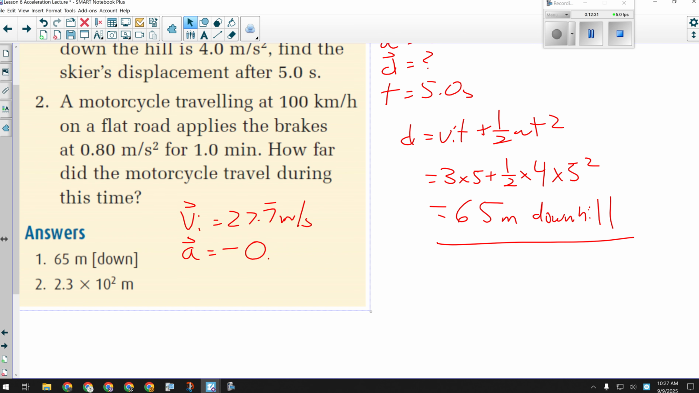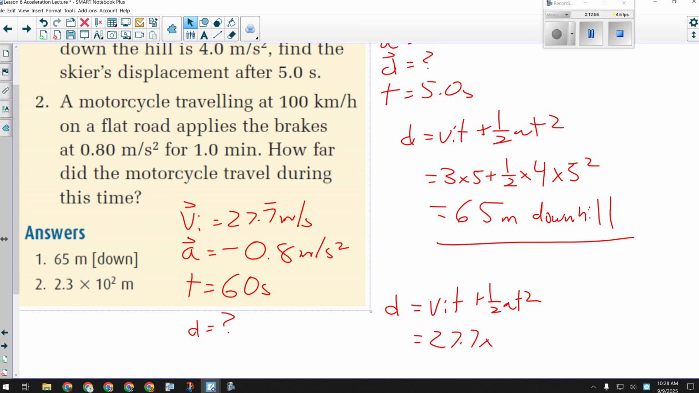All right, so 0.8 meters per second squared is our acceleration, and it does that for 1 minute. Got to put that into seconds: 60 seconds. How far did the motorcycle travel during that time? So we're looking for D. Again, don't have to manipulate here. VI times T plus 1/2 AT squared. So we're looking at 27.7 times 60 seconds plus 1/2 times negative 0.8 times 60 squared. We do that, we should get about 230 meters, I think.